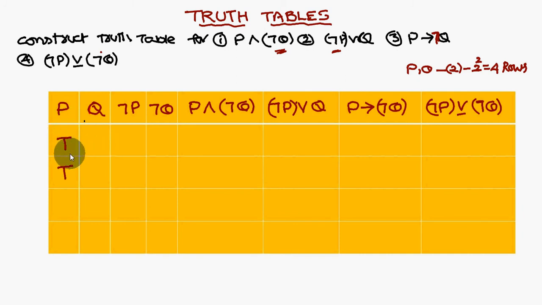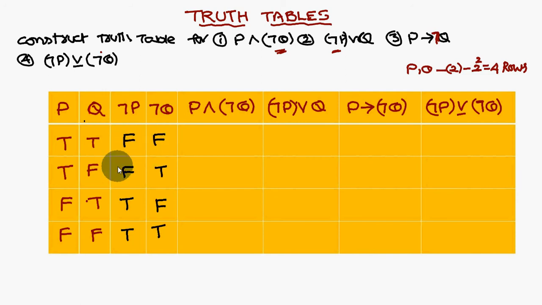So for P, you have to consider both true and both false. Here Q is alternately true and false. Negation of P means true will become false, true will become false, false will become true, false will become true. Again, negation of Q: true will become false, false will become true, true will become false, false will become true.